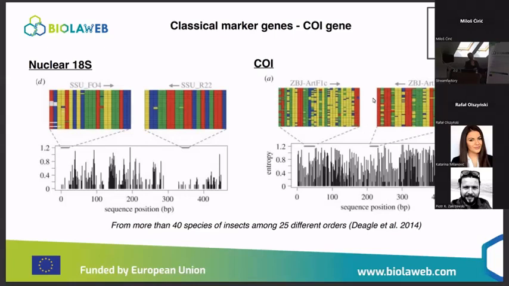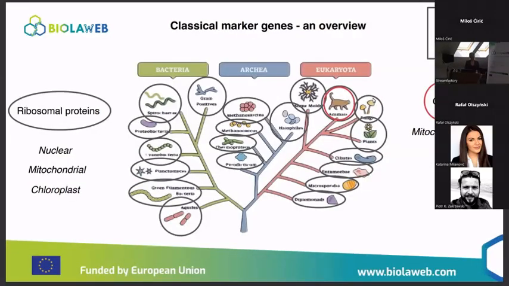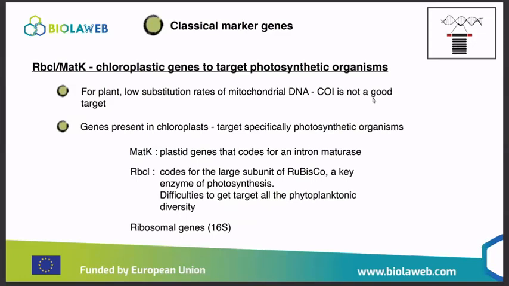It's more difficult to find those conserved regions. So that's why it's difficult to use this gene for a survey of very diverse groups of animals. And last, there are genes specifically targeting photosynthetic organisms, that are genes present in the chloroplast. So I won't get into more detail for those genes, as we will discuss them more in the next lessons.